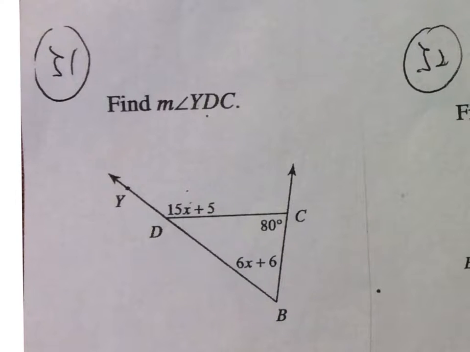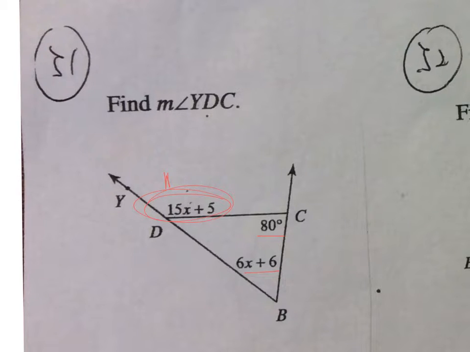Number 31 asks us to find the measure of YDC. So, basically, YDC, the angle of this measure right here. First we need to remember our rules, and this one is a rule about the exterior angle theorem. We need to remember that these two interior angles add up to this exterior angle.